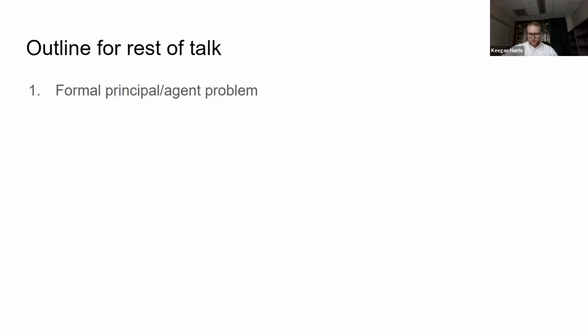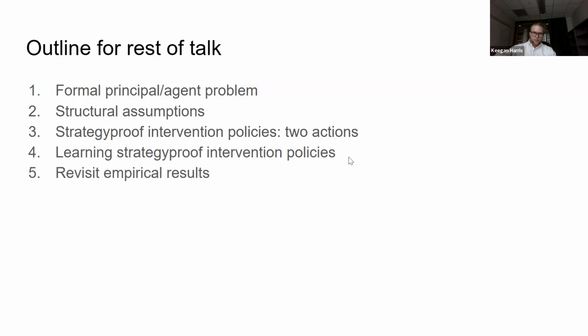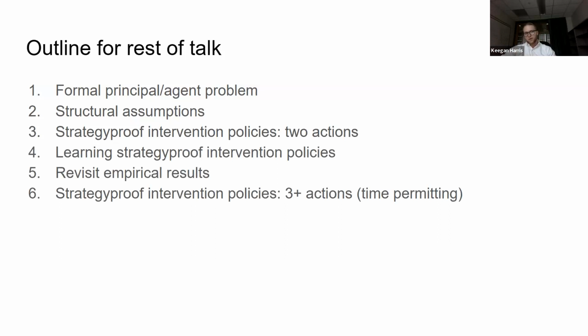So the outline for the rest of the talk is as follows. First, we're going to formalize this principal agent problem. Then we're going to go into some of the structural assumptions that we use in order to make this problem tractable. Next, we'll talk about strategy-proof intervention policies with 2 interventions. Let's see what that looks like. And then we'll go into learning these strategy-proof intervention policies from data. We'll revisit the empirical results with our strategy-proof intervention policy in hand. And then if there's time, we'll go into strategy-proof intervention policies for 3 or more actions.